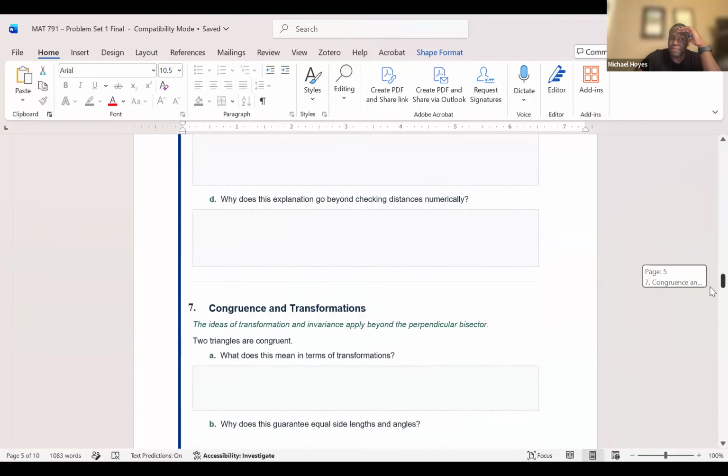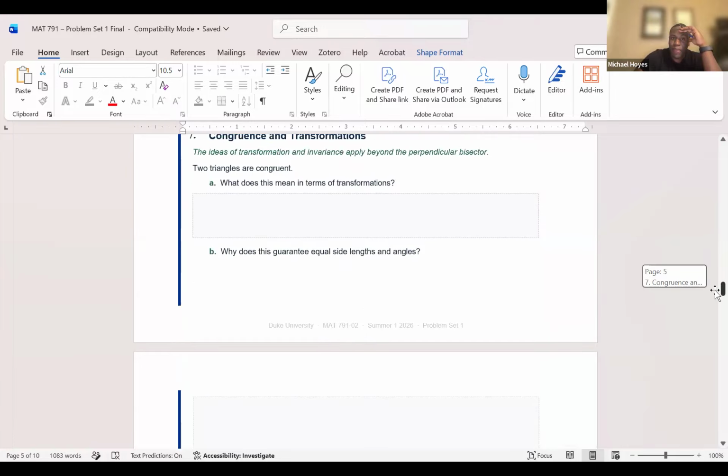And then kind of extending a little bit. Talking about two triangles are congruent. So what does that mean about transformations? So we didn't talk about triangles specifically, but we have talked about things being equal, therefore things being congruent. So numbers are equal, structures or figures are congruent. So how do you know, and what is that really speaking to?